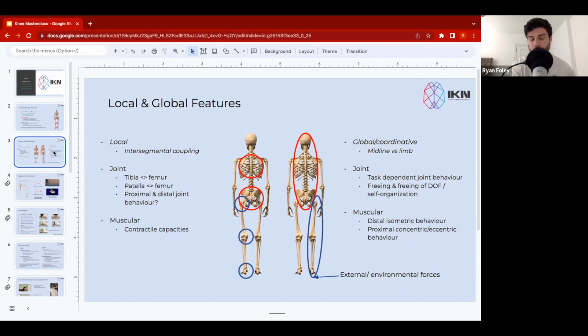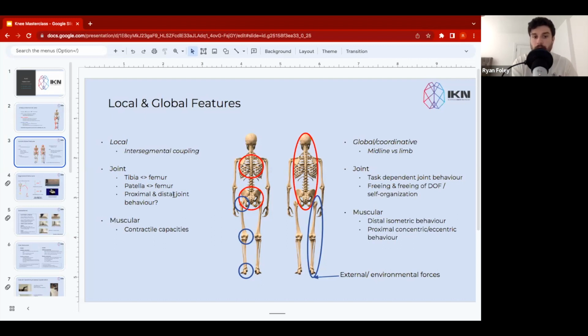So of course, we can look at what's happening between the ribcage, pelvis, femur, tibia, and also the patellar femoral interaction as well, and the interaction between the tibia, the foot segments, and appreciate the muscular contractile capacities around those individual interactions as well. But we're really looking at intersegmental coupling here. So around the knee, we're looking at the interaction between the tibia, the femur, the tibiofemoral joints. We're looking at the interaction between the patella and the femur, the patellofemoral joints.